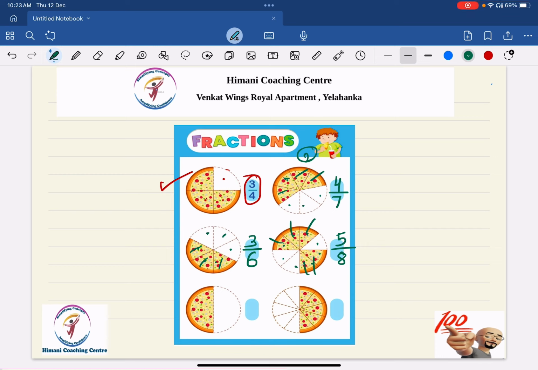Okay. Here it is simple. There are only two parts. So the denominator is 2. 1 is selected. So 1 by 2.